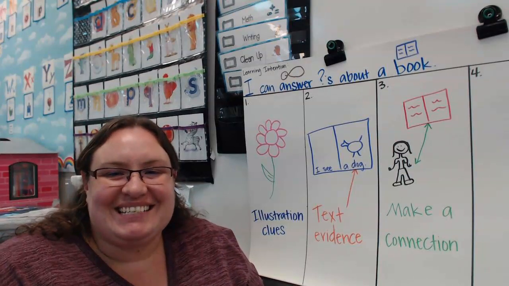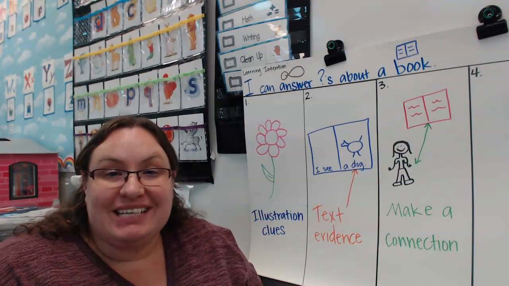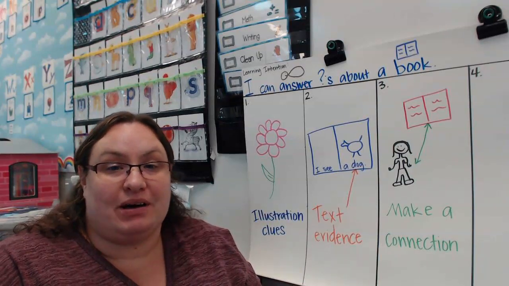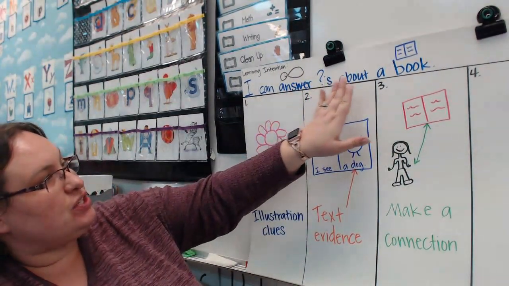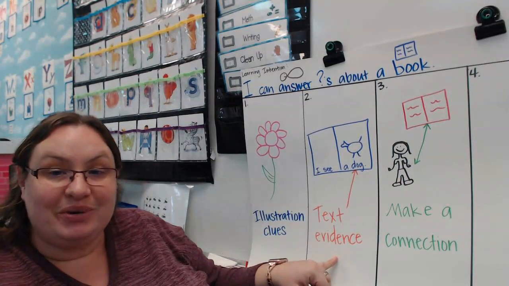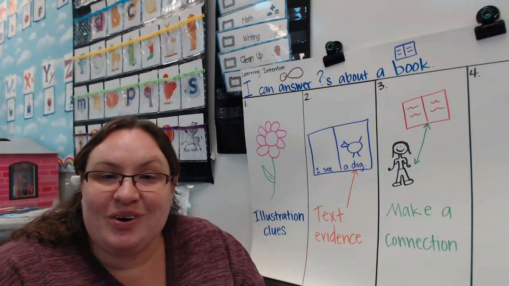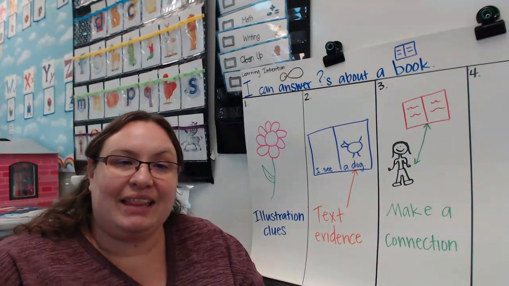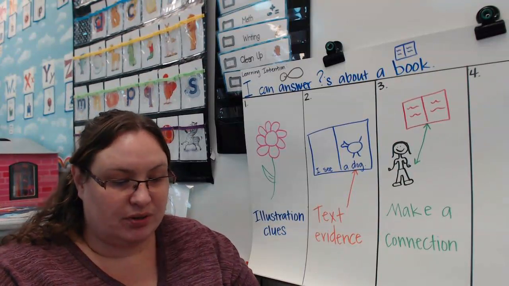Boys and girls, we're going to listen to an informational text. An informational text is one that gives us true information about something. So our learning intention is I can answer questions about a book. And we use our illustration clues, we use our text evidence, and we make a connection between us and the world, between the story and the world, between us and the story, between this story and other stories.